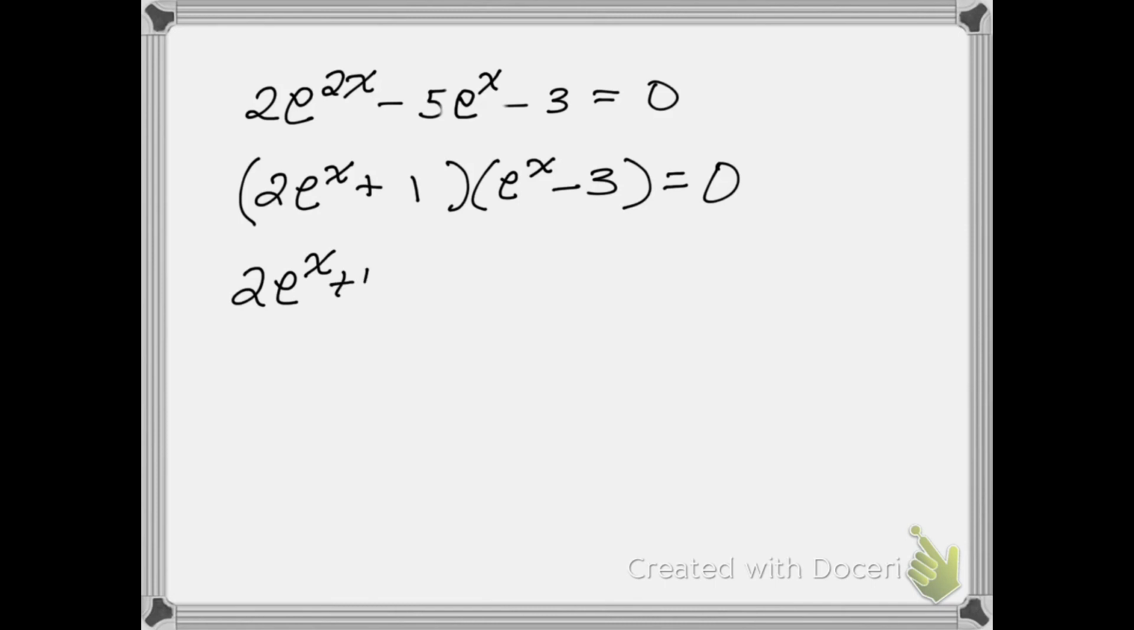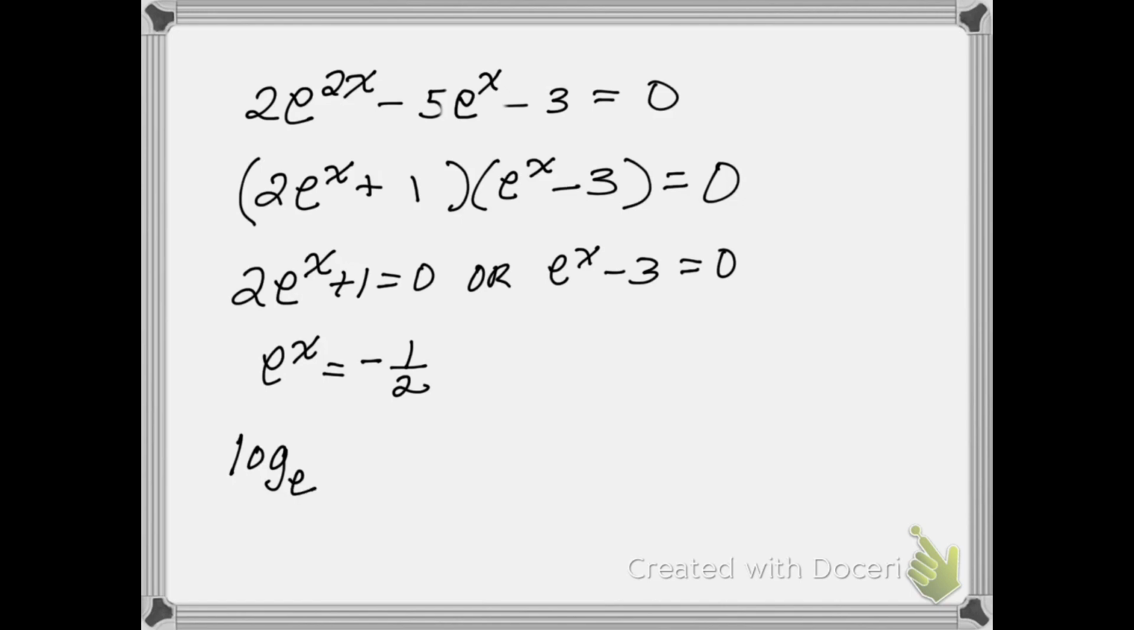2e to the x plus 1 is equal to 0, or e to the x minus 3 is equal to 0. Isolating the e to the x, I get e to the x is equal to negative 1/2. Maybe you recognize right there that this is not going to yield a solution, but let's go ahead and continue and convert this to log form. Log base e of negative 1/2 is equal to x. Of course, log base e is going to be written as ln, so that'll be ln of negative 1/2 is equal to x. But hopefully we know by now, if you've been studying these long enough, that we can't find the log of a negative value. So ln of negative 1/2 is not a solution that we're going to use here.